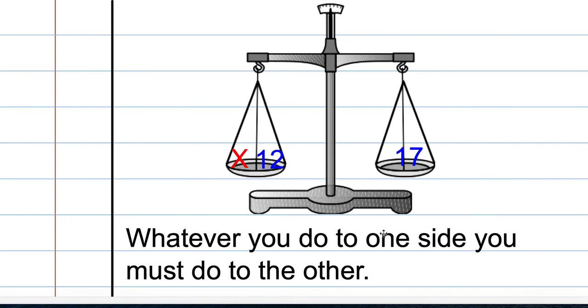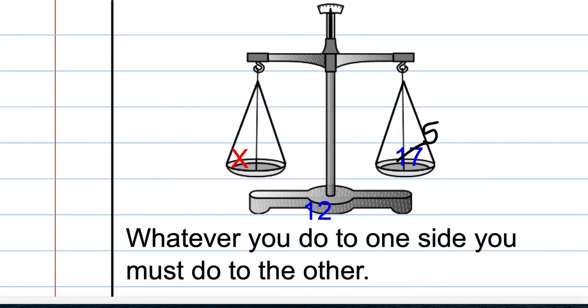So whatever you do to one side, you must do to the other. It's like a balance. So if I take 12 off of this side, if I don't take 12 off of this side, the balance would be unbalanced. So on this side, I'd have to remove 12, which would leave me with 5 left here. So now they are balanced. X would be 5.